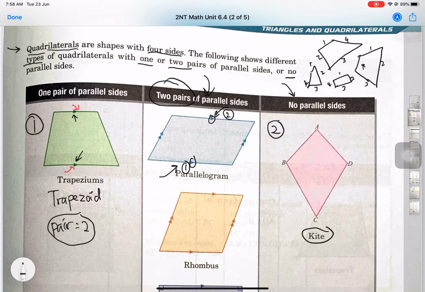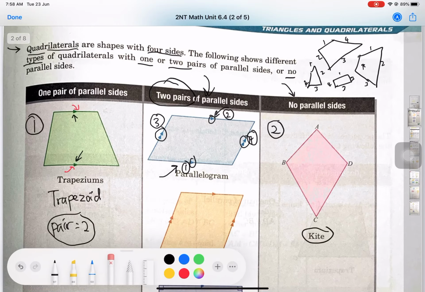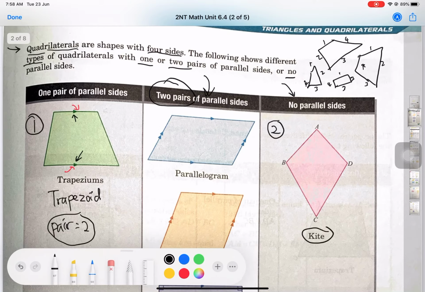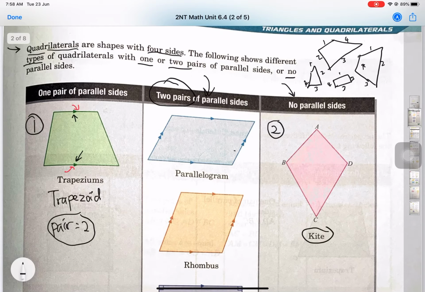They are parallel to each other. And then where's the other pair? Number 3 and number 4 forms another pair. Okay, and they are parallel to each other. How do I know? 2 arrow, 2 arrow, matching. These line 3 and line 4, they are parallel to each other. So a parallelogram is a quadrilateral that has 2 pairs of parallel sides. Let's have a look at this beautiful shape here. Okay, there you go. So we have 2 pairs, pair number 1 and pair number 2.